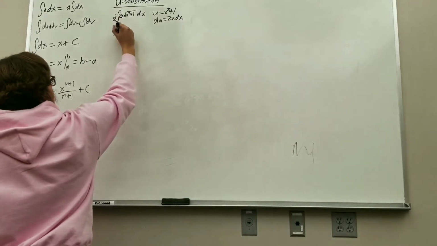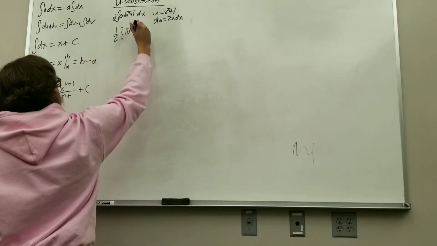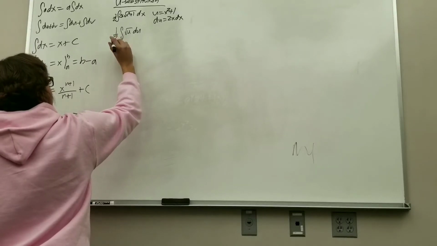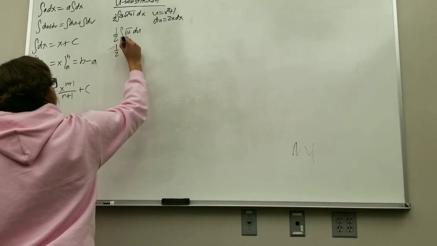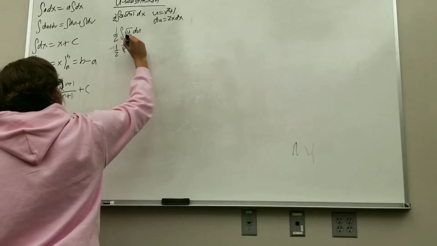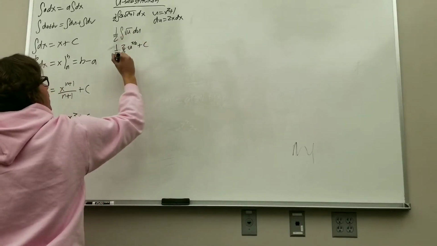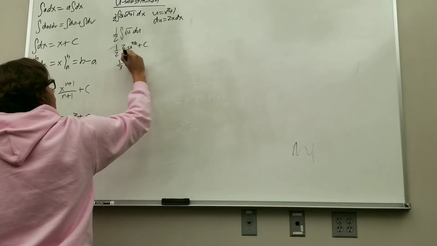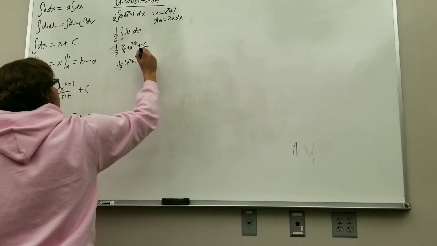So then we have a half integral of the square root of u du. And when we take this, we get a half times 2/3 u to the 3/2 plus c. We plug that back in for u and simplify a bit, and we'll get 1/3 of x squared plus 1 to the 3/2 plus c.